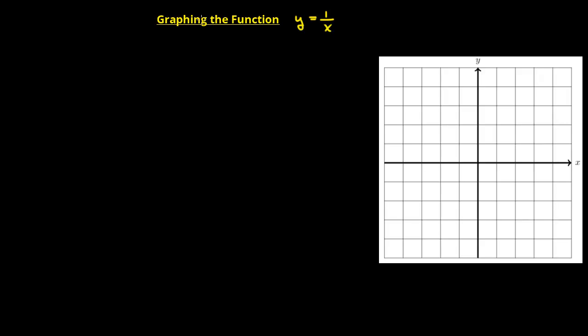Hi everyone, in this video we look at how to graph the function y is equal to 1 over x. So let's first produce a table of values to figure out what the corresponding y values are for values of x. Let's let it read x, y is equal to 1 over x.